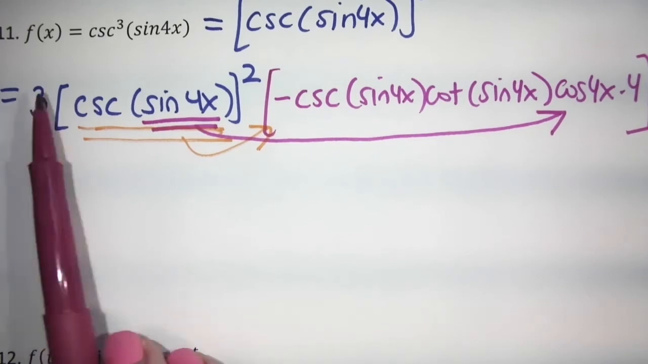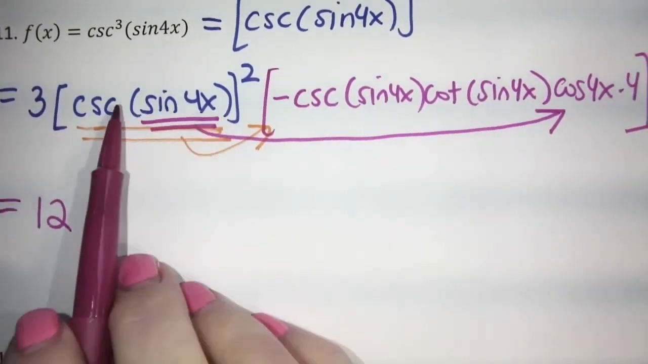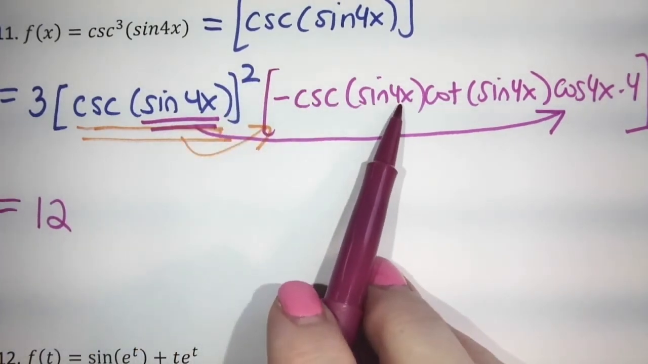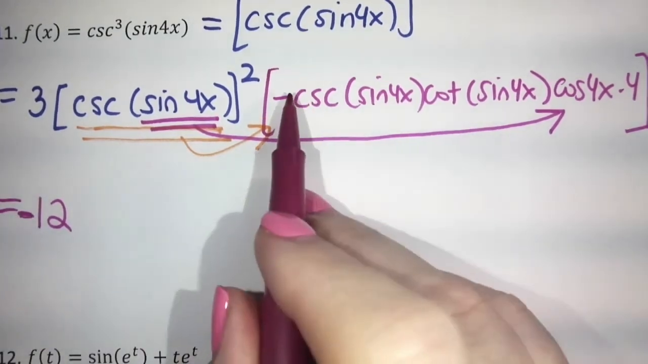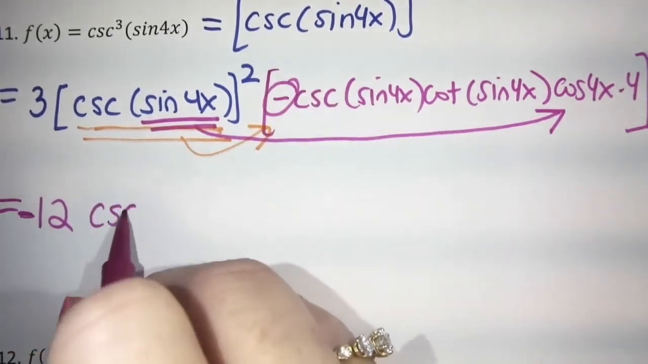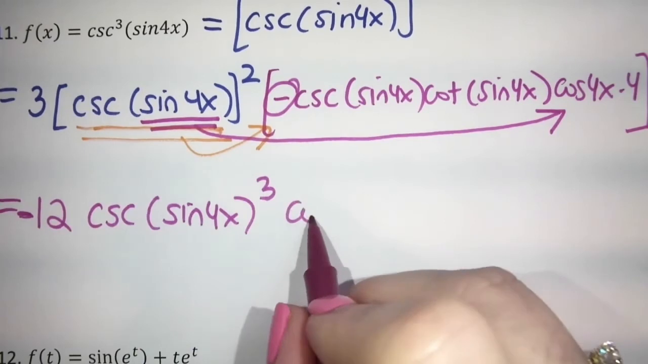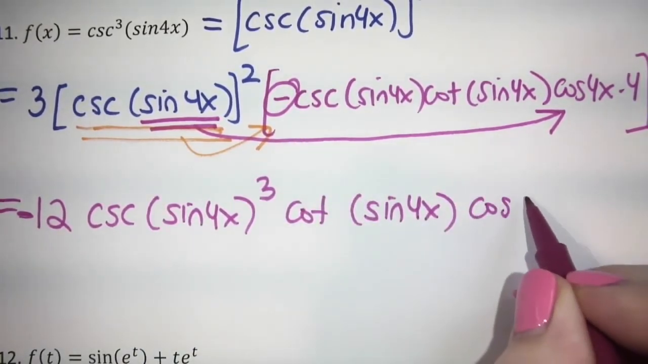We could combine the 3 times 4, so we could do the 12. We could say cosecant of sine 4x squared times another cosecant of sine 4x. Those would be combined to get cosecant sine of 4x cubed. You can put the negative out in front, that's right here. So we could say cosecant sine 4x cubed, and then we'd still have the cotan of sine 4x, and we'd still have the cos of 4x.